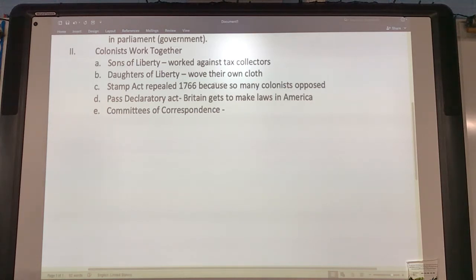Was spreading information faster, right? All of the colonies needed these so they could work together and get information from one colony to the other. Okay, spread information quickly. And each colony had created one eventually. Okay. You can put info, yep. So that was the point of these committees of correspondence.